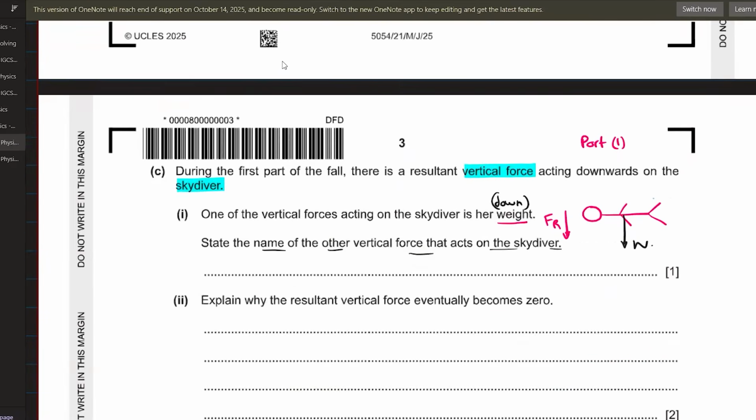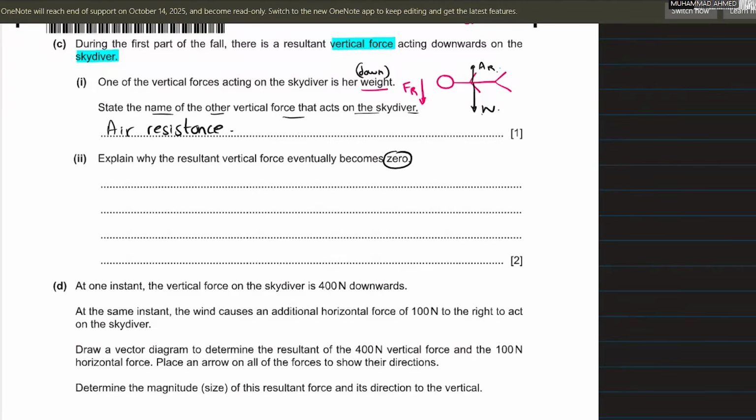Let's move ahead. Can you mark the air resistance here? Yeah, like this. State the name of the other vertical force that acts on the skydiver. Air resistance. Easy peasy, lemon squeezy. Let's further move ahead. Okay, so let's see the next part. Explain why the resultant force eventually becomes zero. Now we have to explain why the resultant force eventually becomes zero.